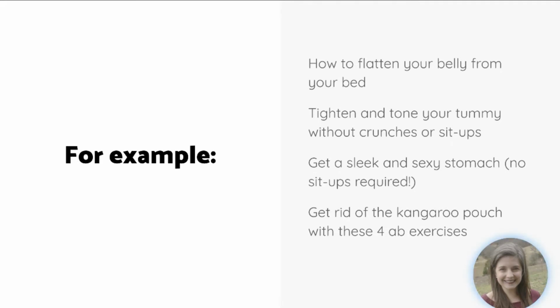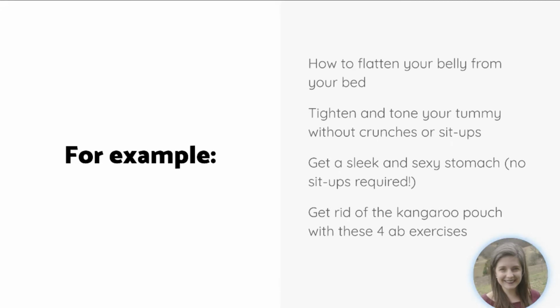We could also say something that's very connected to how a woman might describe her belly, the belly that she doesn't like. So we could say something like, "Get rid of the kangaroo pouch with these 4 ab exercises." So that's something that I have personally seen. People call their lower abdomen area that. And so we can draw them in with the language that they're using.